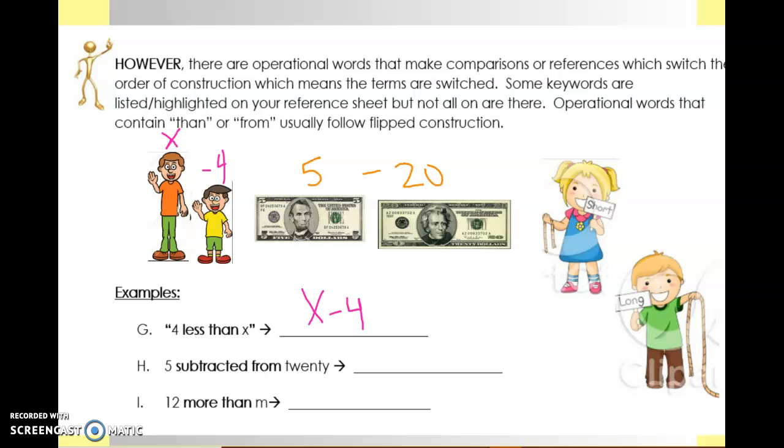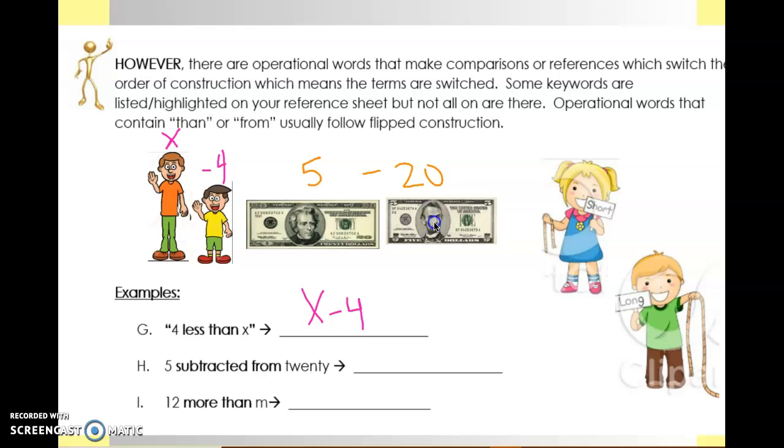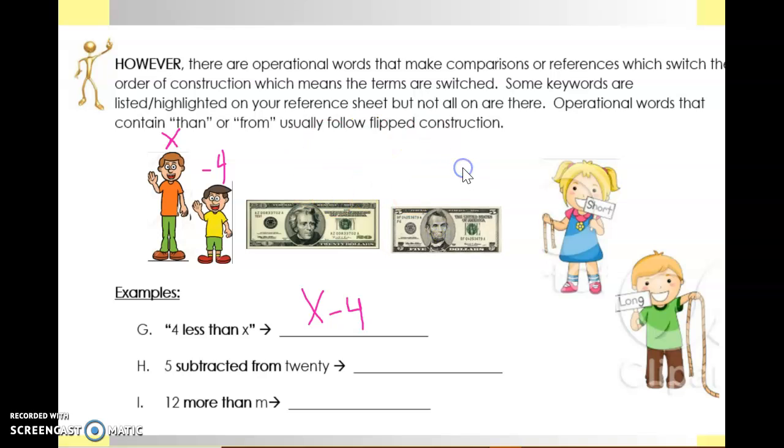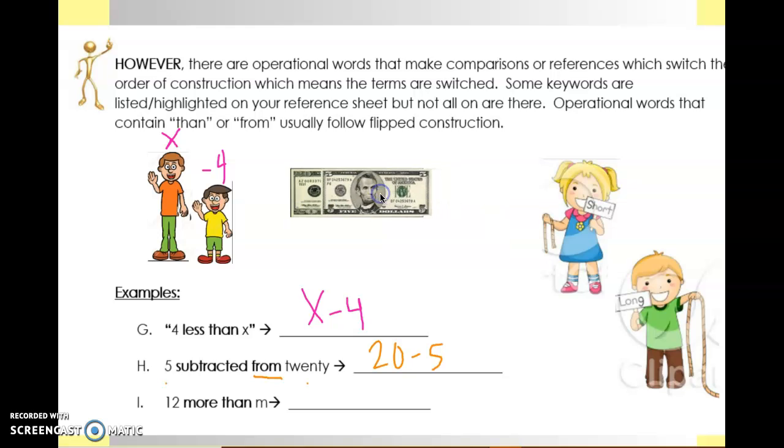We would actually be starting with my $20 bill, and I'm taking away $5 if I made a purchase. That I started at the day with $20 and I subtracted $5 from my 20. So again, that keyword from is something that flips the order of my terms, meaning 5 was originally coming first in my problem, and then 20, but I'm switching it, and I would write 20 minus 5 because again, that word from implies that we're switching our operations.